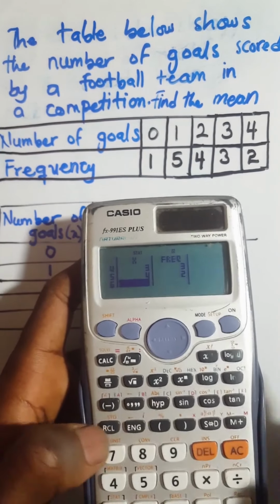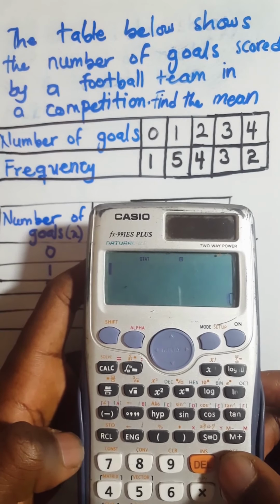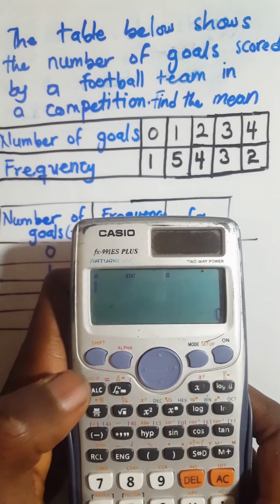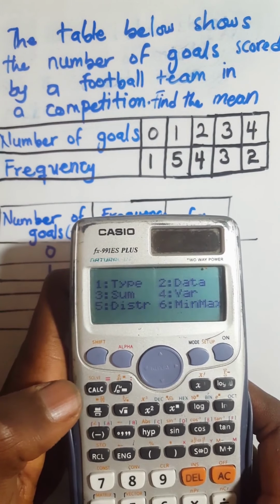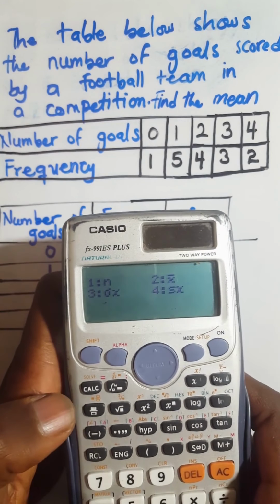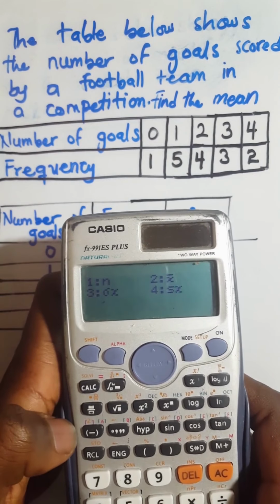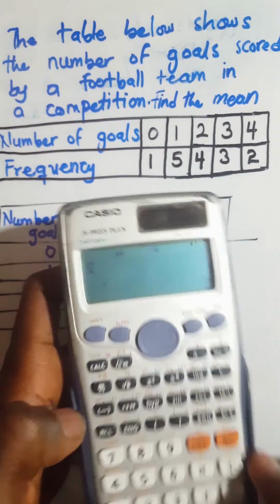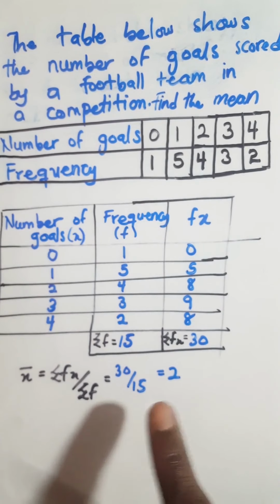So the next thing you do is press AC. Your data is not lost, don't worry. Then to find the mean, you press SHIFT, you press STAT, then you press VAR, which is 4. Then you choose the mean symbol, which is 2. Now that is it. So just press equal to. Our answer is 2 on the calculator. So we have 2 also on our sheet. So that is it.